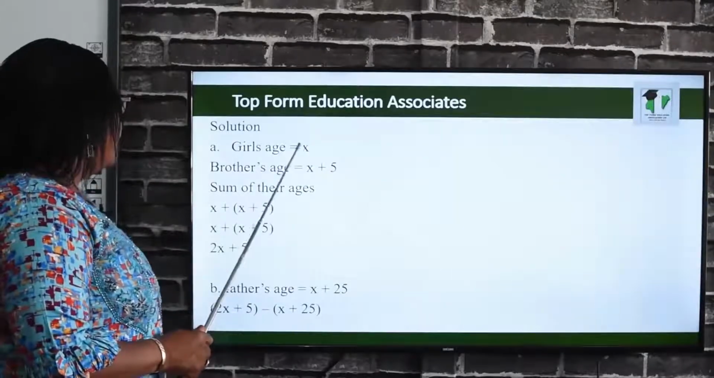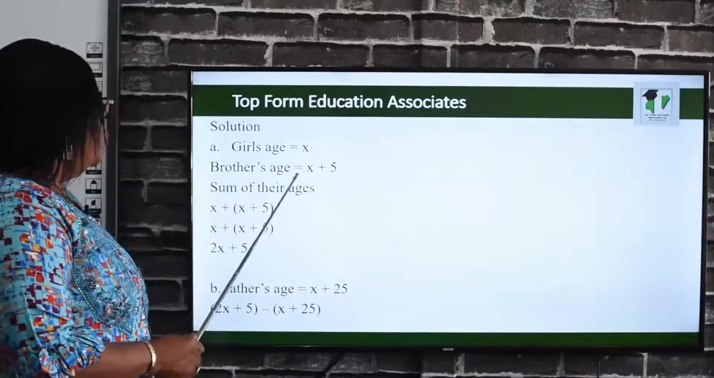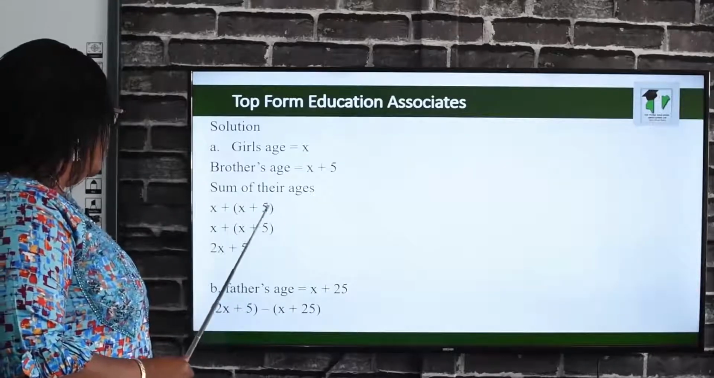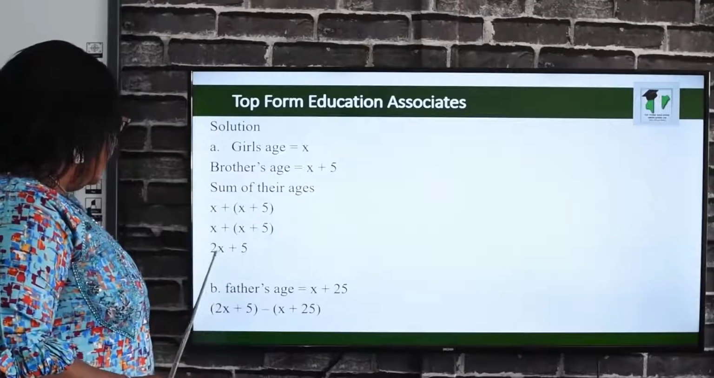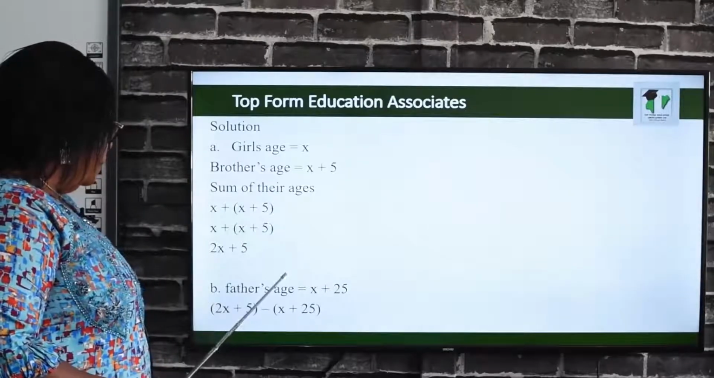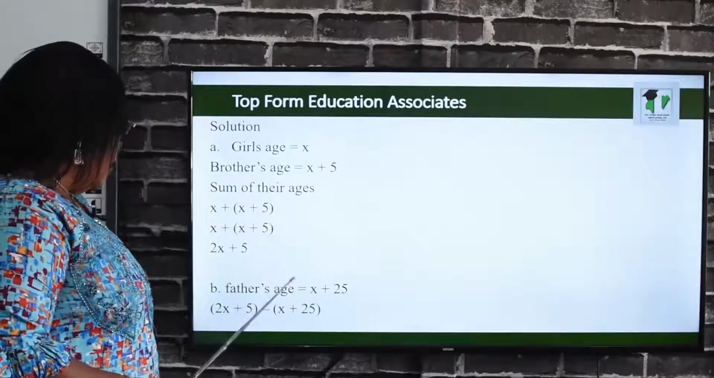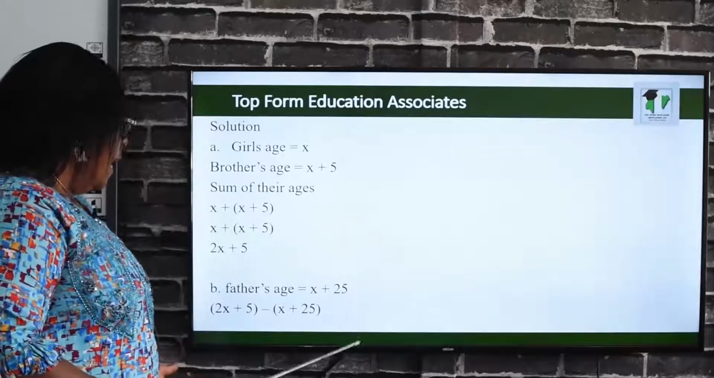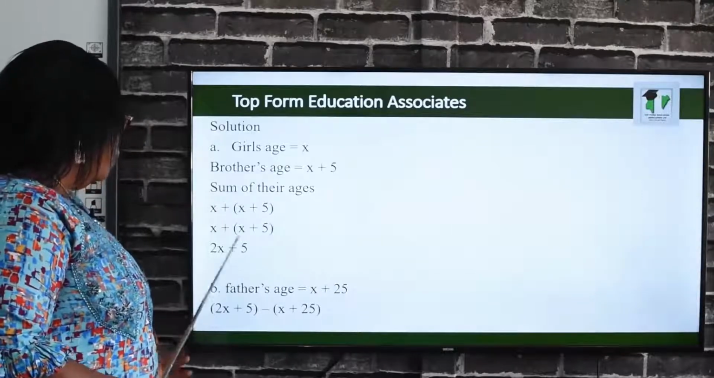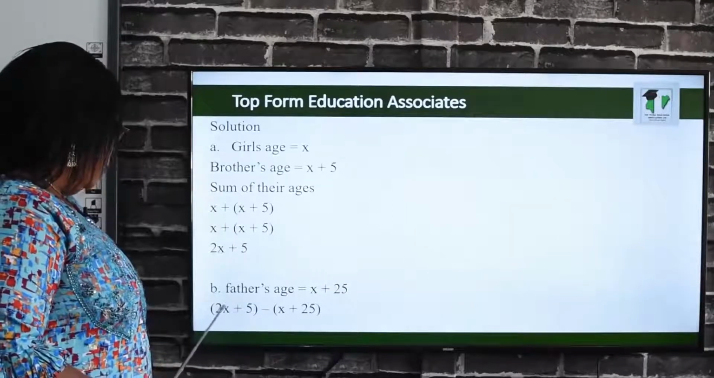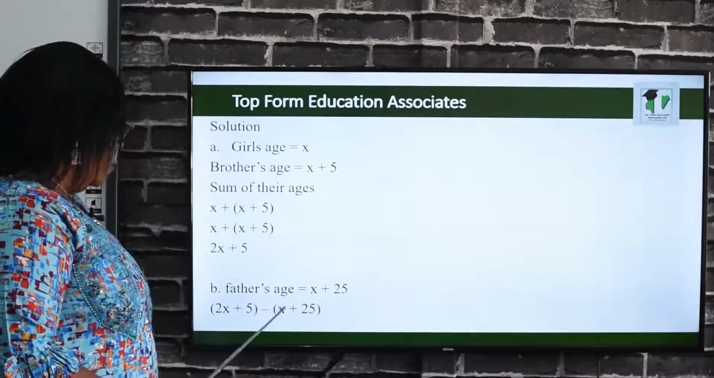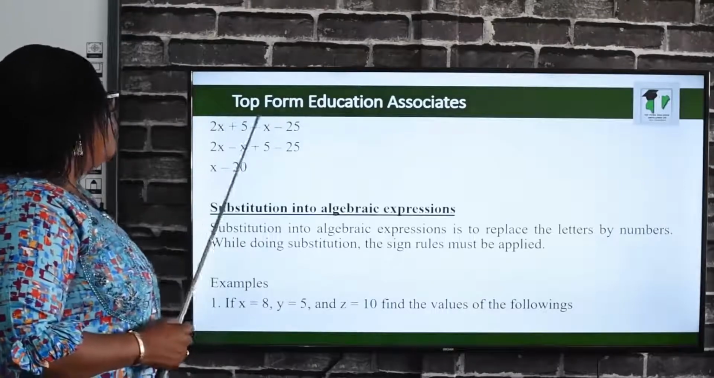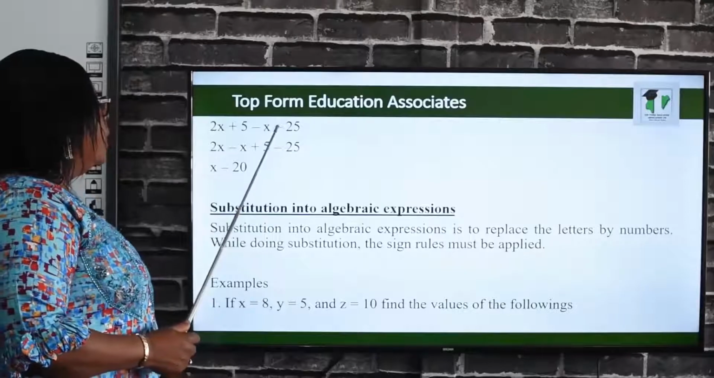Solution: the girl's age is X, so the brother's age will be X plus 5. The sum of their ages will be X plus X plus 5 in brackets. Open the bracket and you have 2X plus 5. The father's age should be X plus 25. We are looking at the difference between the sum of the ages of the children and that of the father. So 2X plus 5 minus (X plus 25). 2X plus 5, open the bracket, minus X minus 25.